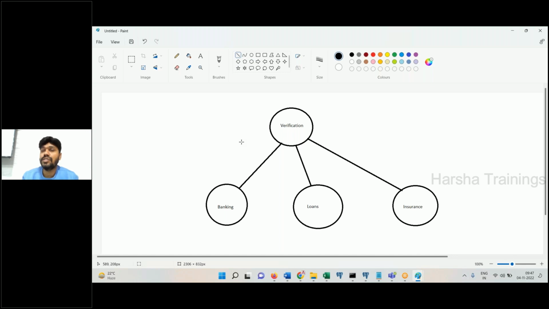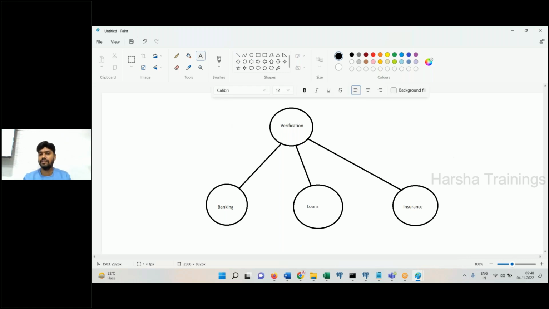This is just a usual design. I'm not saying that this has to be mandatorily available like this. It is possible to have changes, but if you look at the diagram, can you tell me what are the abstract levels and what are the concrete levels? Verification is the abstract level. Banking, loans, and insurance are concrete. Verification is abstract. Understand? We already discussed.